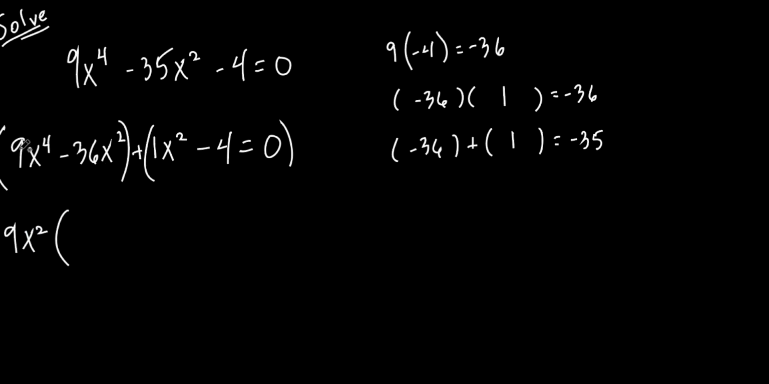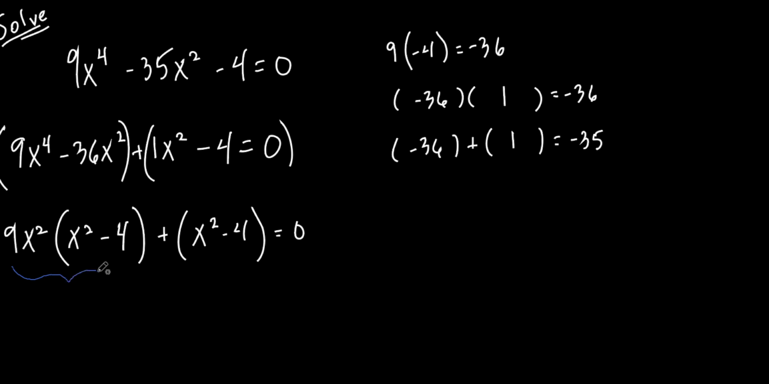What am I left with? 9 divided by 9 is 1. X to the 4th divided by x squared is x squared. Minus 36 divided by 9 is 4. X squared divided by x squared is just 1, right? So that's what I get there. Plus, what about this? Well, there's nothing in common with those. So I just write x squared minus 4 equals 0. Agreed? Now, take a look at these two. Is there a greatest common factor?